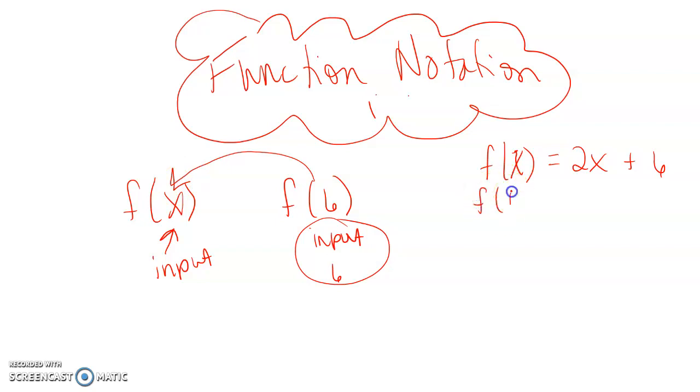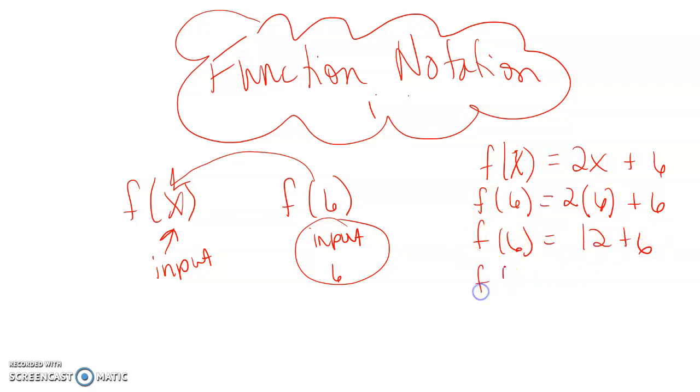When I write f of 6, that's like saying y equals, okay? That's just part of my equation. The important part is where you input it. So 2, and then as soon as you hit that x, you want to put in parentheses, 6, close parentheses, plus 6. Multiply it out. 2 times 6 is 12, plus 6. f of 6 equals 18.